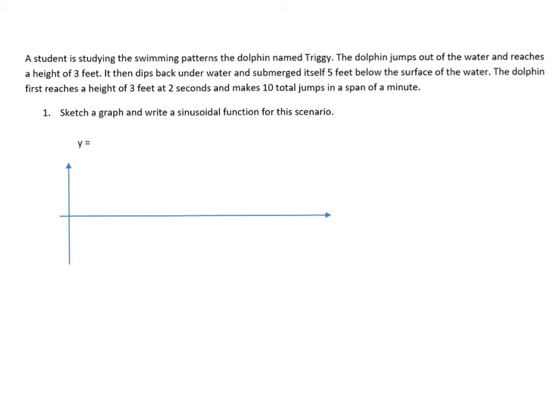So we are being asked to both write the equation and sketch a graph. So let's look at the important information that we're given. If you look up here, we know that when he jumps, he reaches a height of 3 feet. So I'm going to make a note to myself that that is the maximum. Other things to pay attention to here, it goes 5 feet below the surface of the water. So that's going to be my minimum.